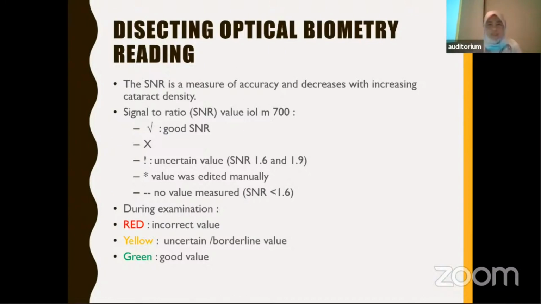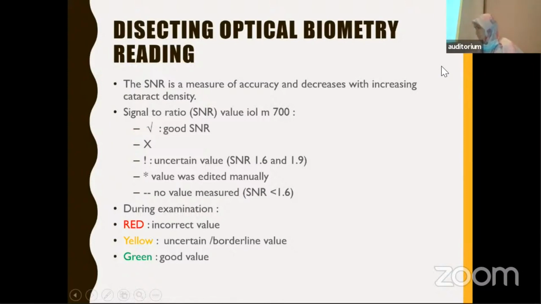Dissecting optical biometry. When using optical biometry, always refer to the SNR value. The higher the SNR, the better the signal quality. The SNR is a measure of accuracy and decreases with increasing cataract density. The SNR is automatically analyzed while the system is internally calculating the axial length from the interference signal.